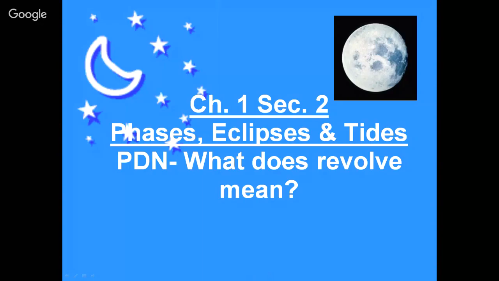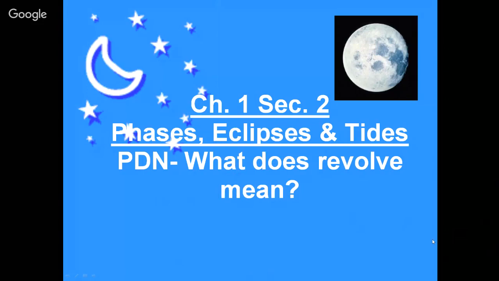All right, welcome. This is Chapter 1, Section 2, Phases, Eclipses, and Tides, your PDN. What does revolve mean? This is a review question from your previous PowerPoint slide. So, phases, eclipse, and tides is our topic. Give you a couple more seconds to answer the PDN.